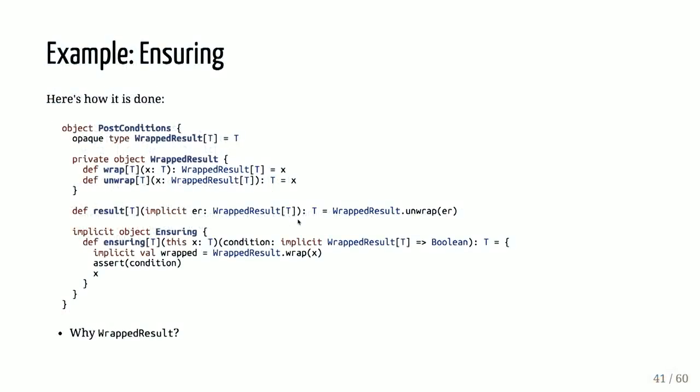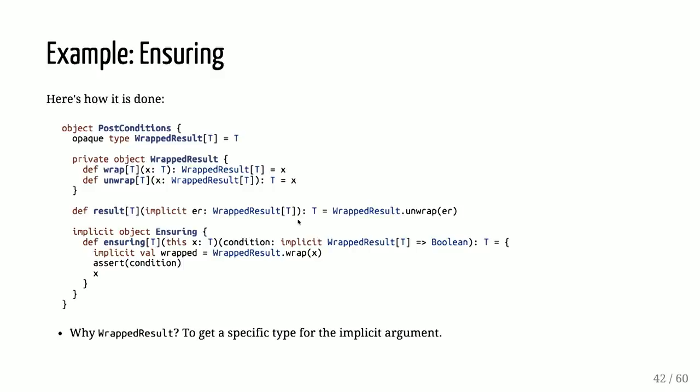Okay, so here's how we can do this. We would have an infix method. Ensuring is an infix method, so make it an extension method. Implicit object ensuring takes a T of arbitrary T, and it takes a condition, and that condition is now an implicit function from WrappedResult of T to Boolean. What it would do is essentially wrap the x in this type, WrappedResult, assert the condition, and return the x. So this looks sort of like our expansions, but why does it wrap the result? Well, it wraps the result because the result type is actually an implicit.